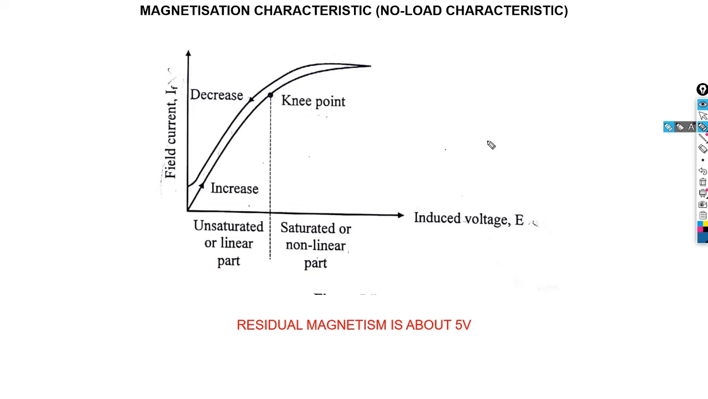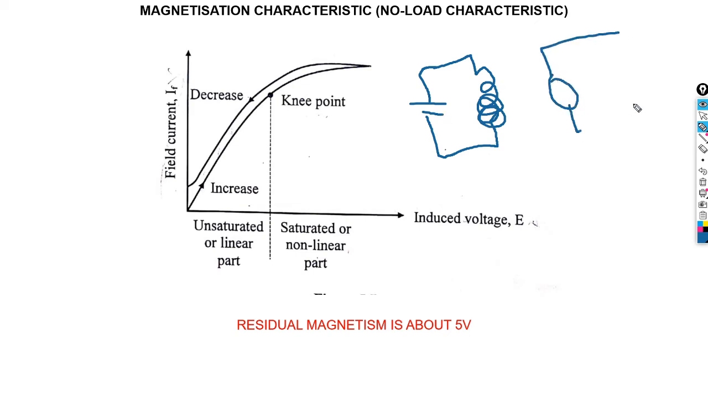The magnetization characteristic, as we explained, is only possible when you excite your generator using a separately excited arrangement. So this will be our pole. You come with an external source, and then you put the armature under no load condition, and then you bring a motion to that conductor, that armature.